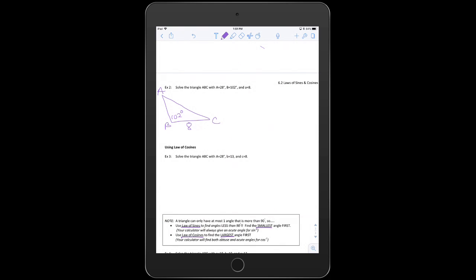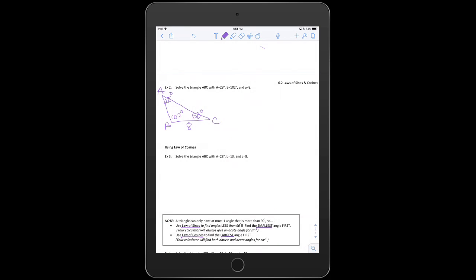Okay, so solving the triangle means finding all the missing parts. So right now, I know this is 28 degrees. I can go ahead and find angle C by adding these two together, 28 degrees and 102, which gives me 130. Subtract that from 180, and the measure of angle C comes out to be 50. So that was easy to do.